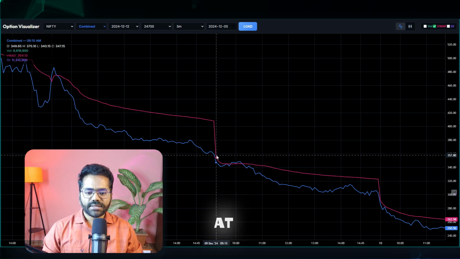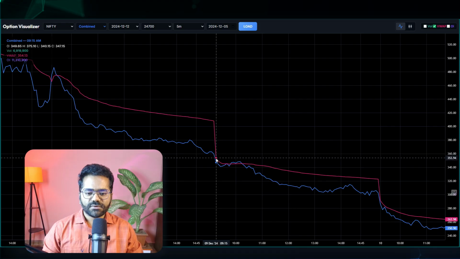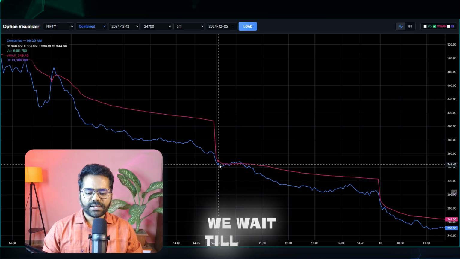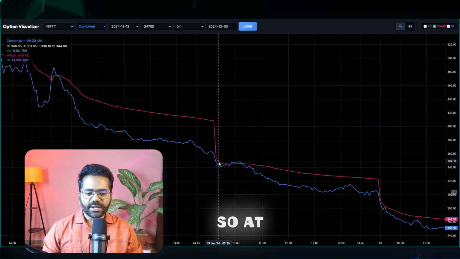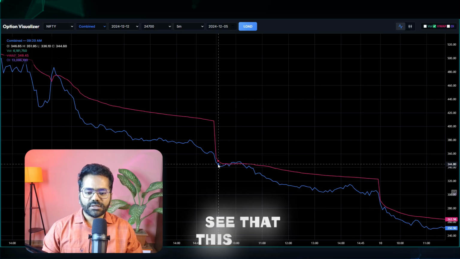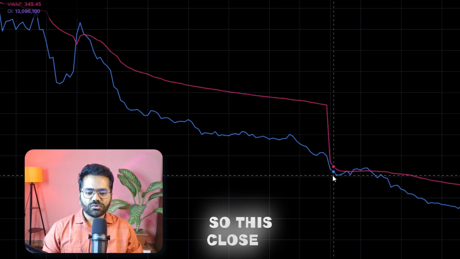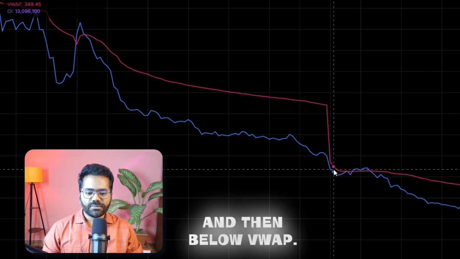And the next day at 9:15 itself, we have this below VWAP, but we are not taking any trade at 9:15. We wait till 9:20. So at 9:20, we see that this close is below this. We are taking entry here. So this close is below the previous low and then below VWAP.